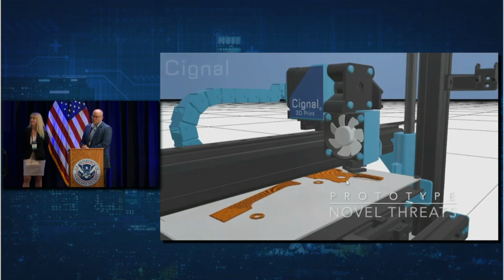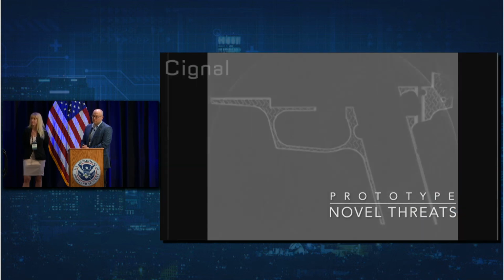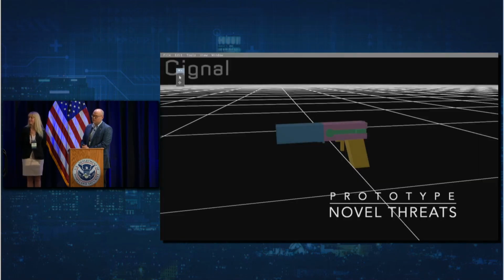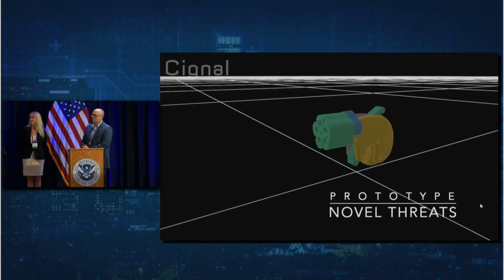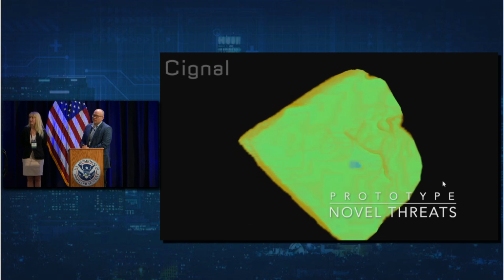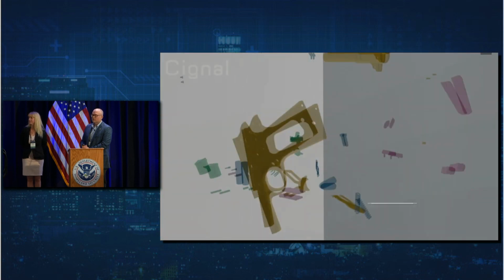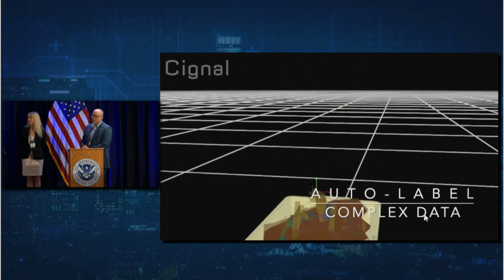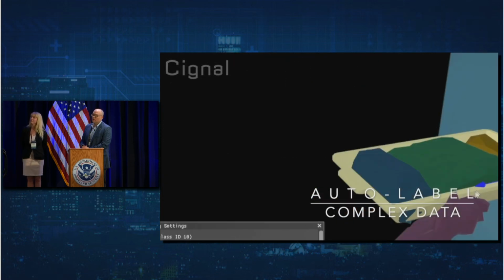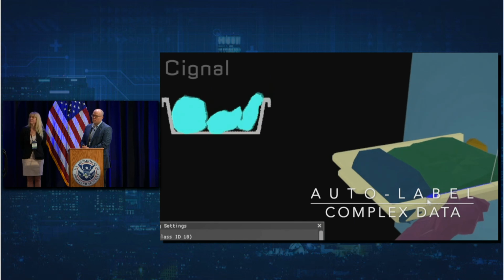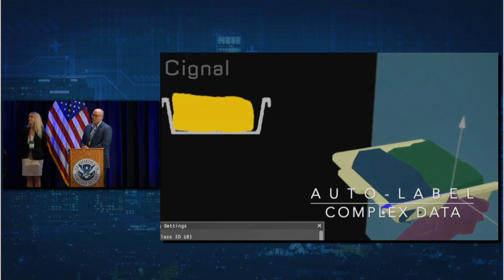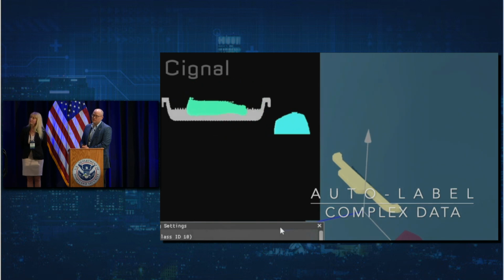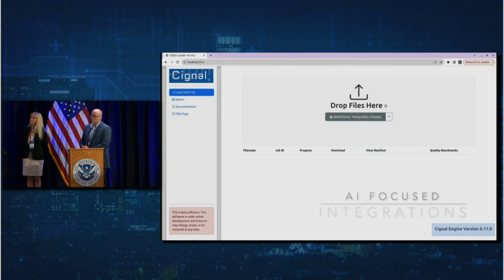Using Cignal Studio, we're able to prototype novel or emerging threats like 3D printed weapons with our integrated 3D printer that's built into Cignal Engine. And lastly, we're very focused on AI workflows. So all the image data that Cignal Engine creates come already labeled. And we're also working on a Python package called PySignal that will give AI developers and testers the ability to directly access the engine and its capabilities directly from Python code.